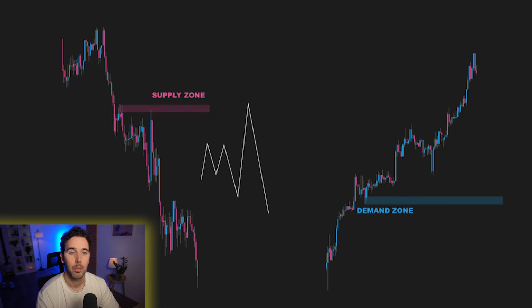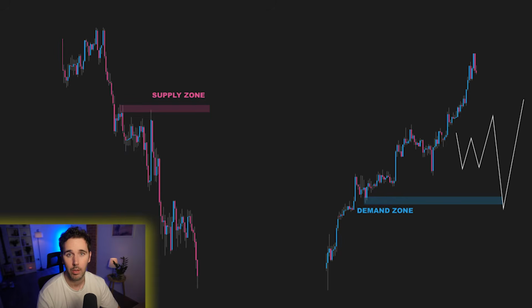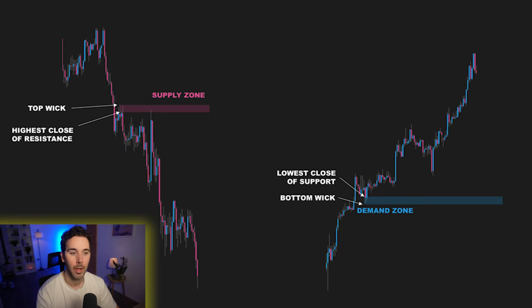So this is what I mean. Price is always going to gravitate towards the extremes of these levels. In a supply and demand context, these parts of the zones are where you're going to get the biggest reaction. It's where the biggest orders usually are resting. The way I mark it for a supply zone is to use the top wick of that supply zone and then the highest close of resistance. And then for a demand zone, I would use the lowest close of support and the bottom wick. And that's how I define my zones. It's just the absolute limit of those levels.